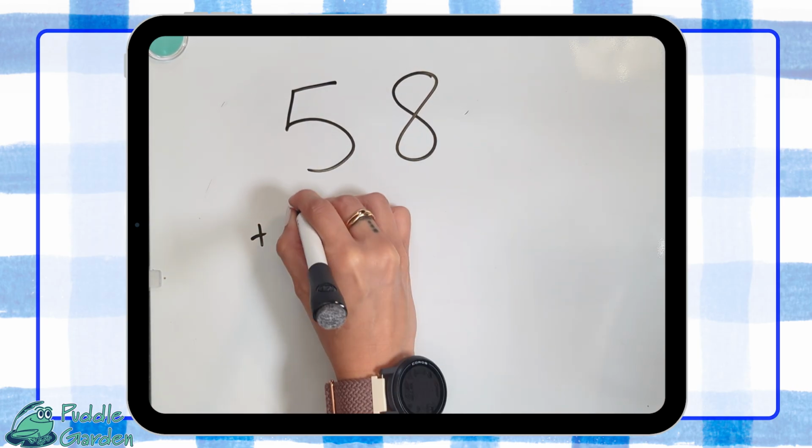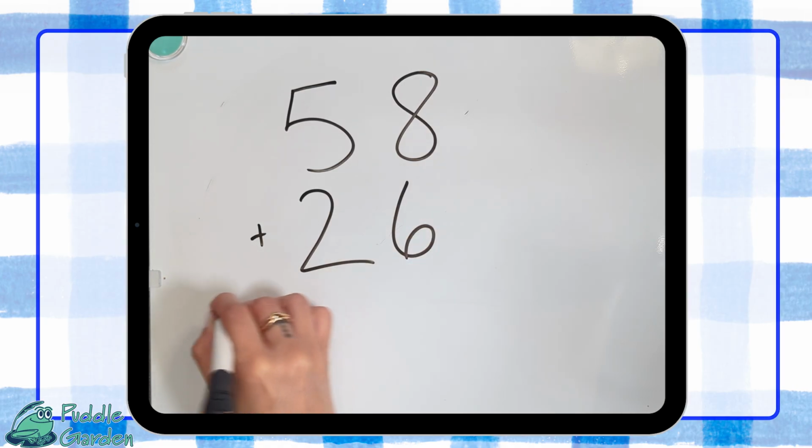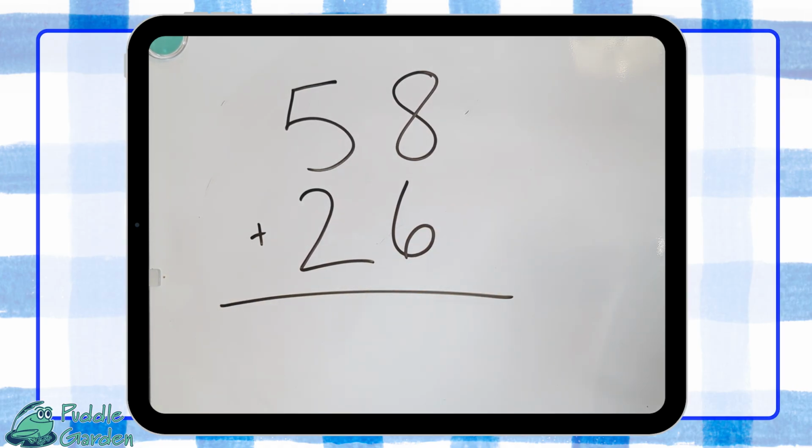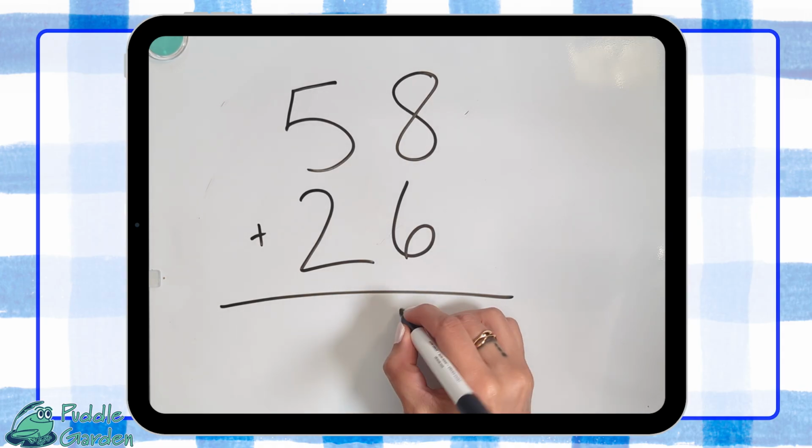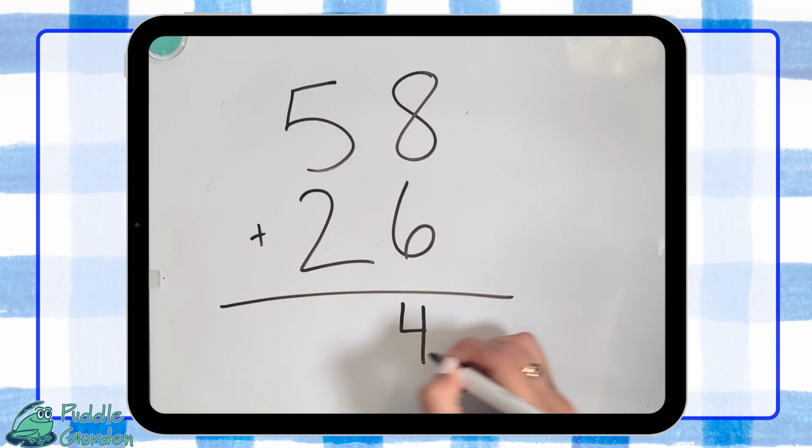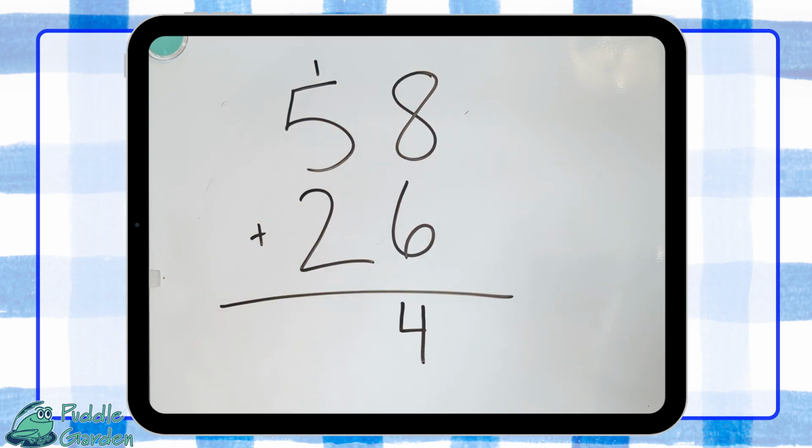Next problem is 58 plus 26. We're going to start off with our ones. Are these our ones here? No, that's right. These are our ones over here. What is 8 plus 6? 8 plus 6 equals 14, so we're going to write our ones, and we're going to carry our 10.